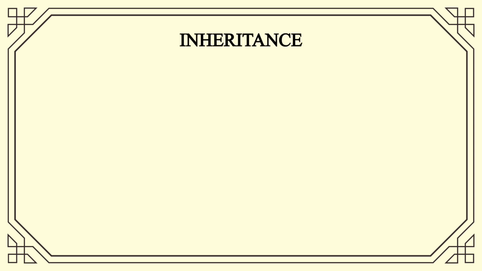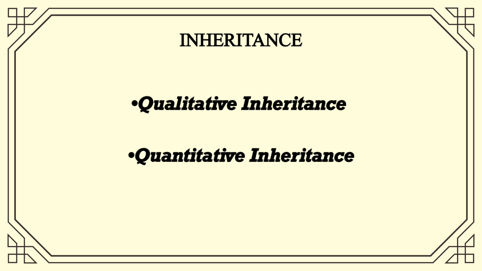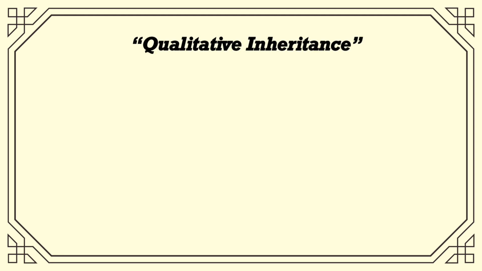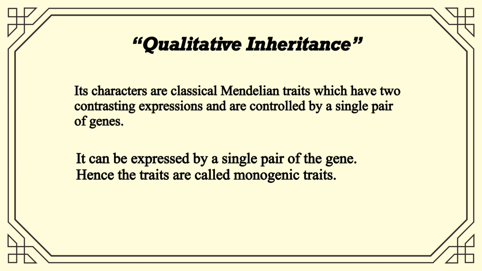Allow me to discuss with you the two types of inheritance, the qualitative inheritance and the quantitative inheritance. Qualitative inheritance: its characters are classical Mendelian traits which have two contrasting expressions and are controlled by a single pair of genes. It can be expressed by a single pair of genes. Hence, the results are called monogenic traits.